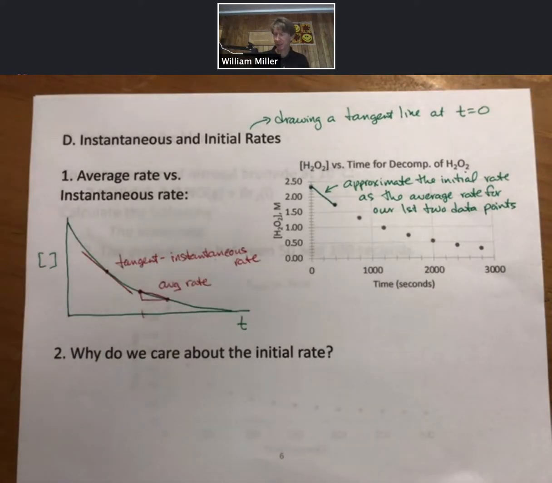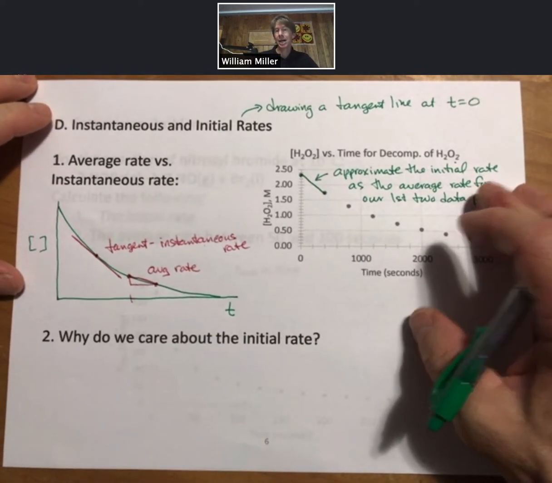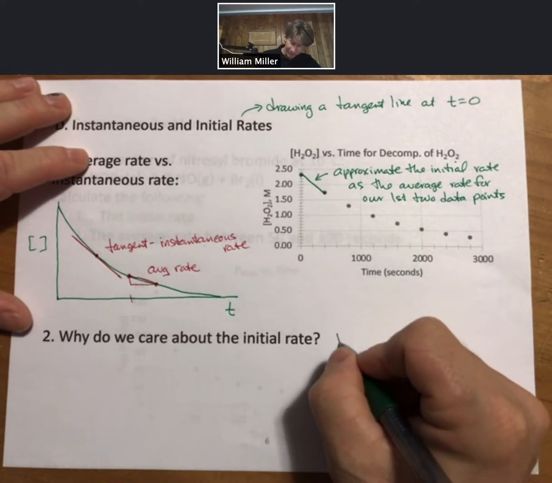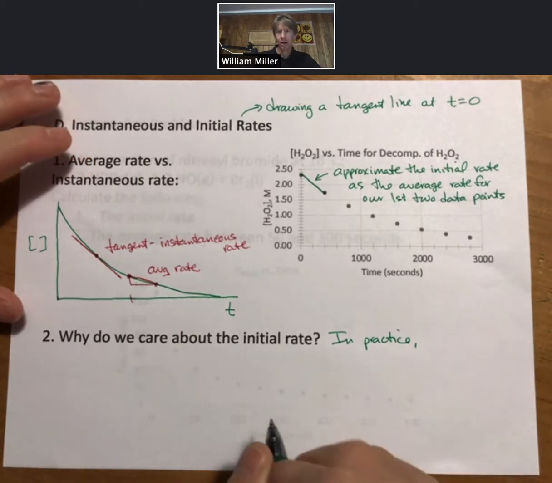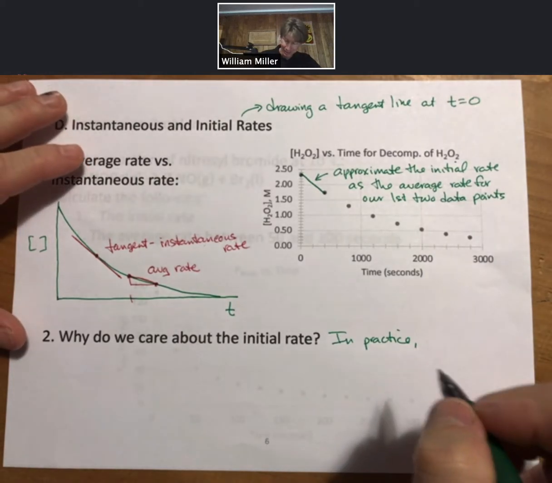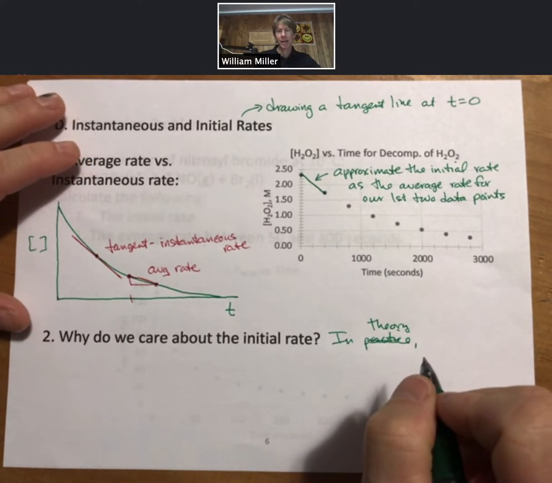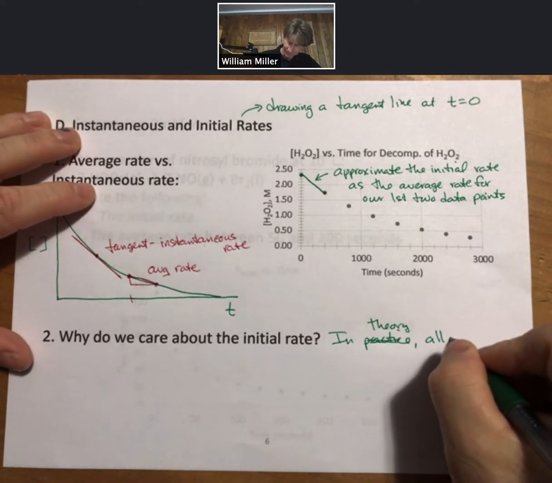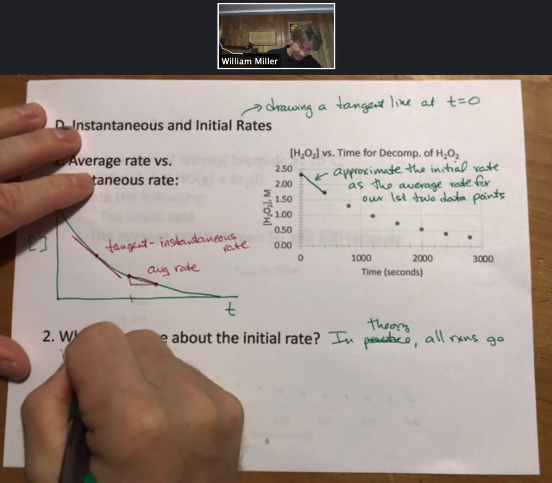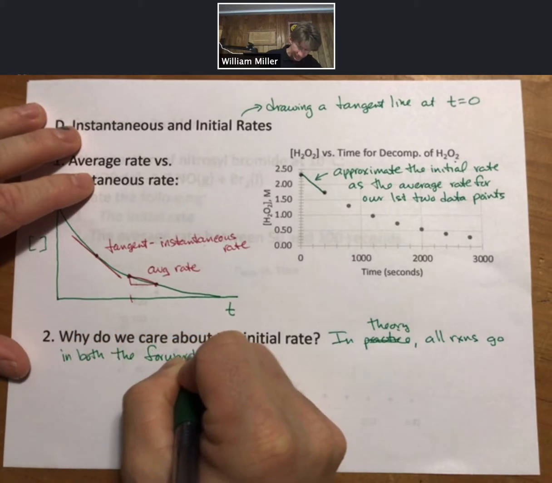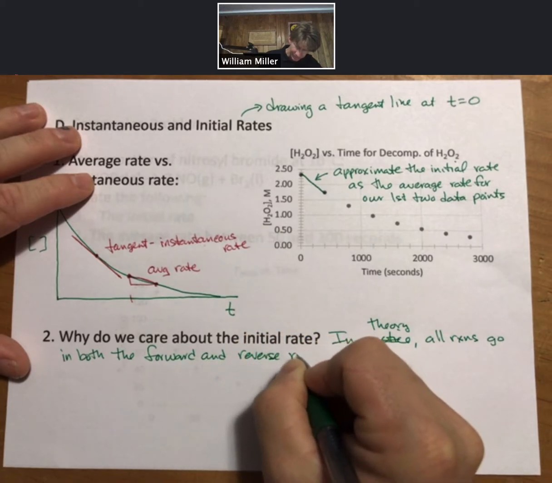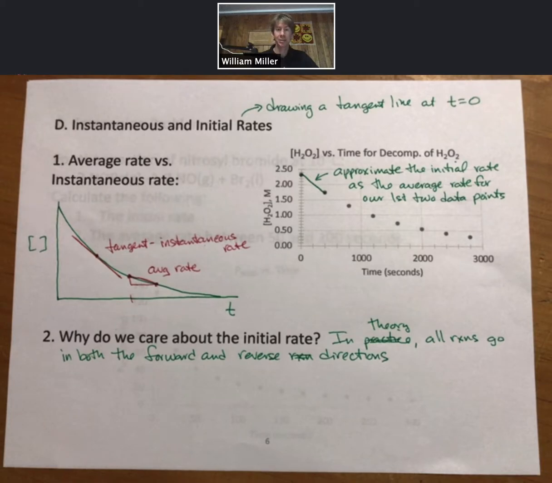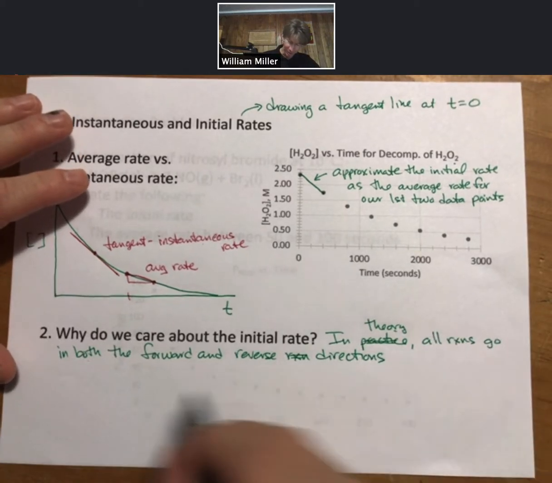Now, why do we care about the initial rate? And why will we use the initial rate for doing a lot of our calculations coming up? Well, in theory, all reactions go both in the forward direction, and the reverse direction. And that's a major theme for the rest of the course, by the way. So all reactions go in both the forward and reverse directions.